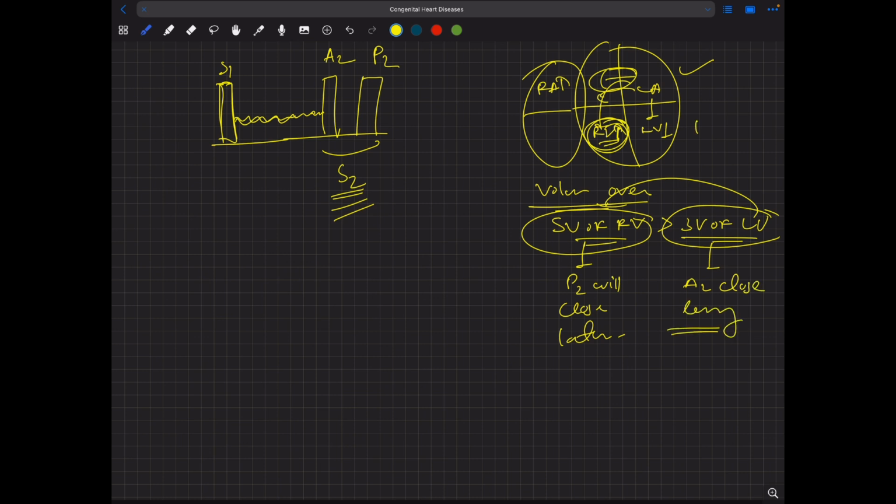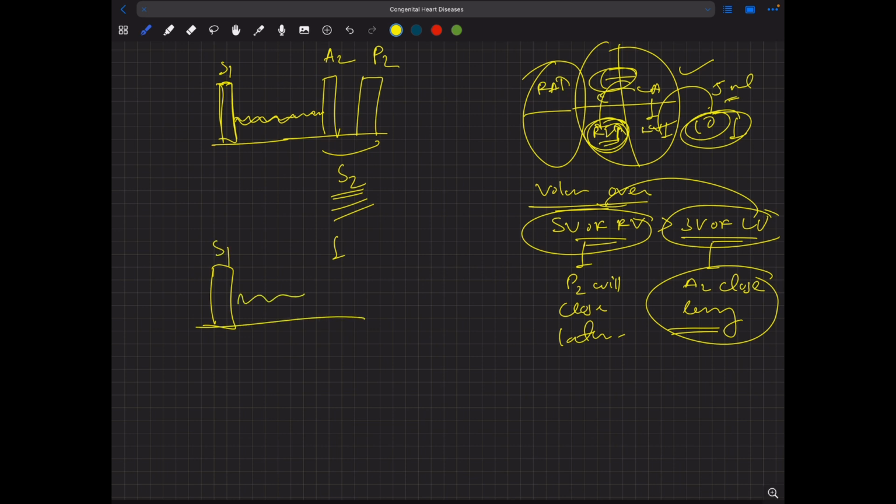Usually we have, suppose, 10 ml of blood in the left ventricle. Now 5 ml is shunted to right ventricle, so the stroke volume of left ventricle is decreased, so A2 will close earlier. What happens here? So this is S1. Now A2 will close earlier and P2 will close later. So in case of ASD this is what happens.